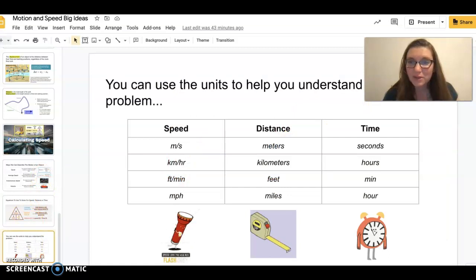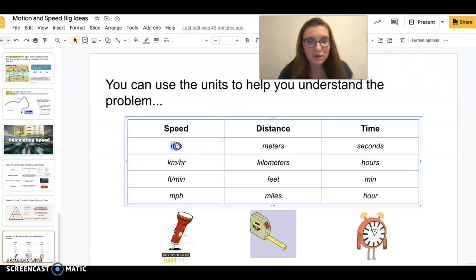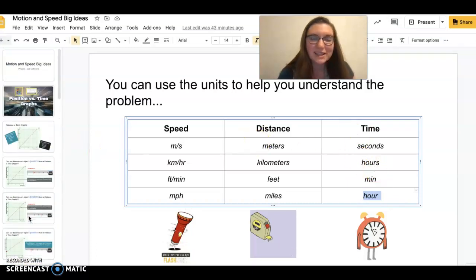Another way you can think about this is by looking at the units to help you understand the problem. Whenever you see meters per second, kilometers per hour, feet per minute, or miles per hour, that's going to be in terms of speed. If you see the word meters, kilometers, feet, or miles, that's going to be distance. If you see things like seconds, minutes, hours, days, or months, that's going to be time. Okay, so those are the big ideas for the motion and speed unit. You got this.